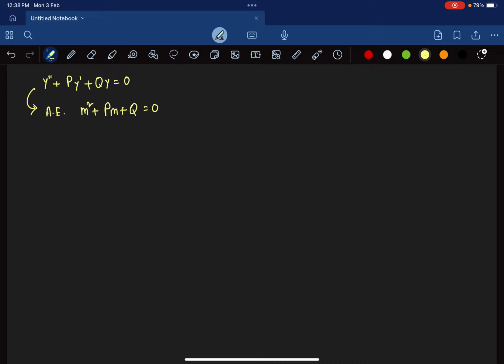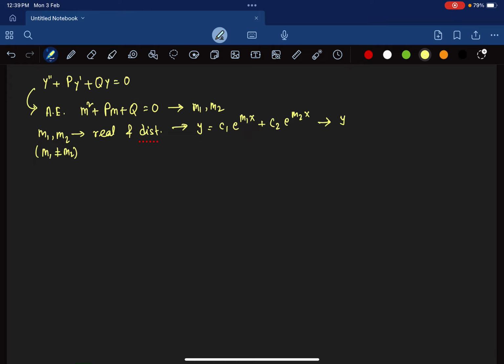Okay, so now see, this is nothing but a quadratic equation in m. So you'll be getting two values of m. Suppose those values are m1 and m2. Now see, if m1 and m2 are real and distinct, that means m1 is not equal to m2, in this case you'll be getting the solution as c1 e power m1x plus c2 e power m2x. Okay, this will be the solution.